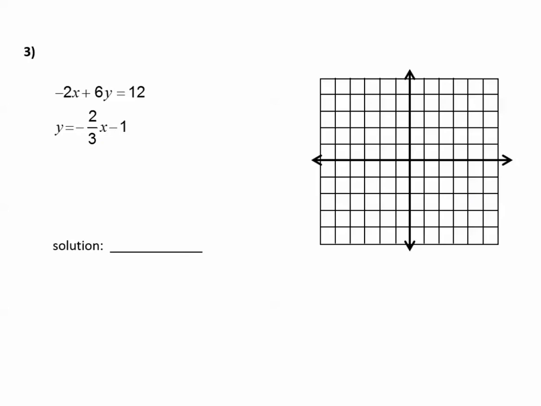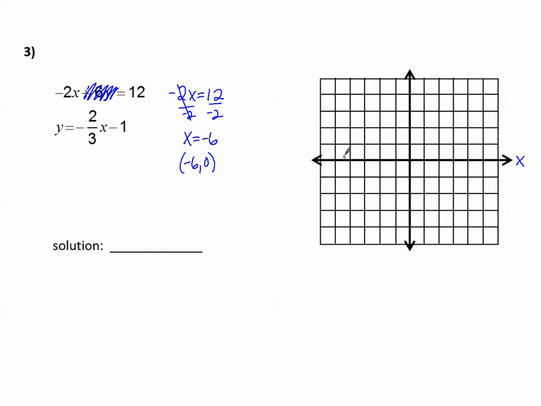Number 3. This equation is in standard form. Remember how we can graph an equation from standard form? We can use the cover-up method, finding intercepts. So let's take a look at what we get when we make the y term 0. -2x equals 12. Dividing by -2 gives us x equals -6. So we have -6, 0 is the x-intercept.